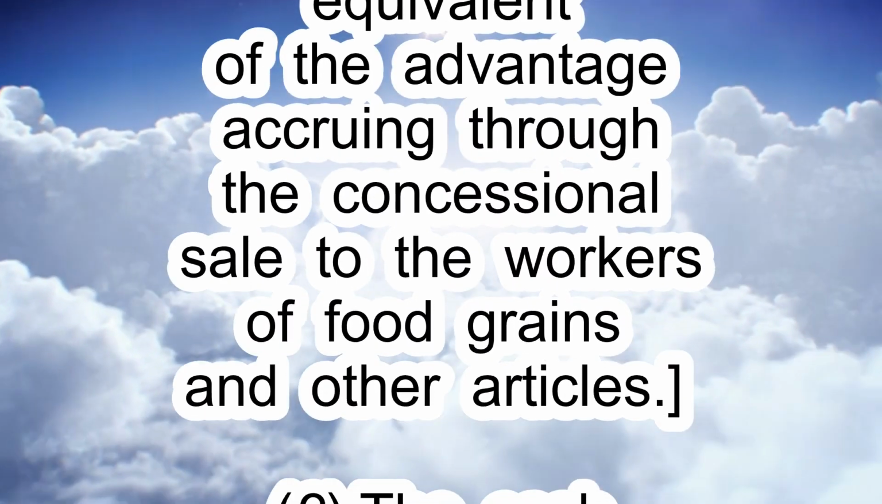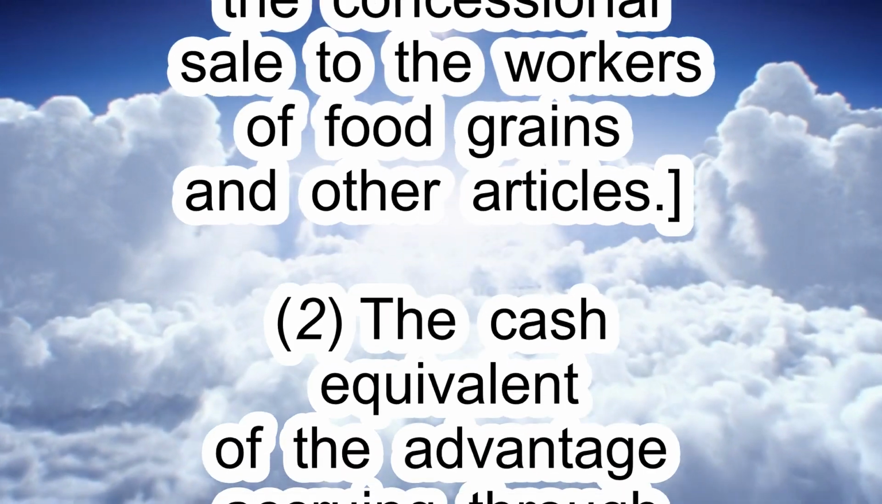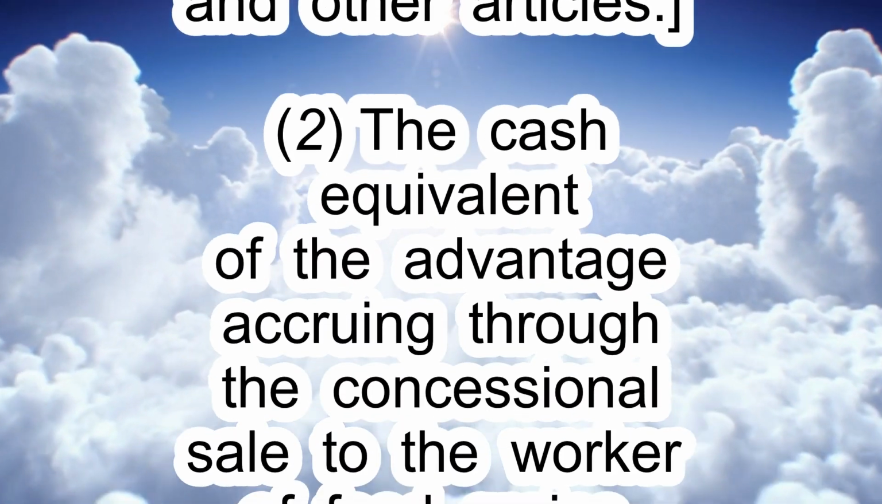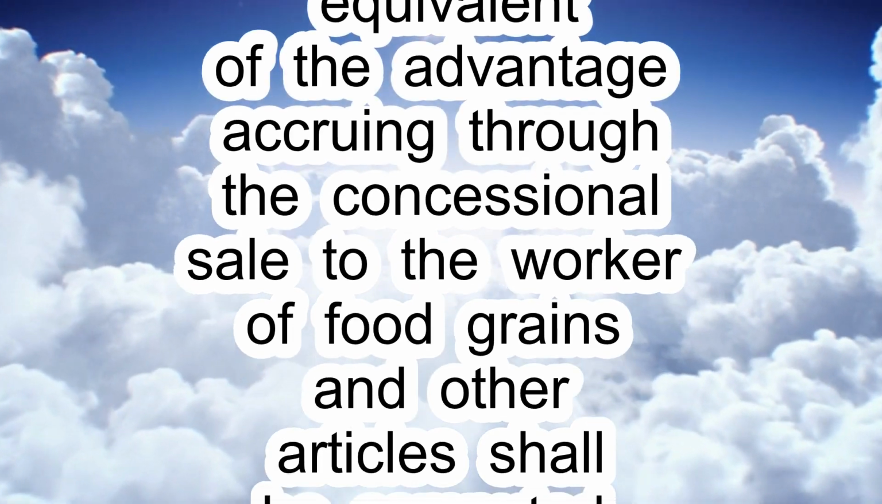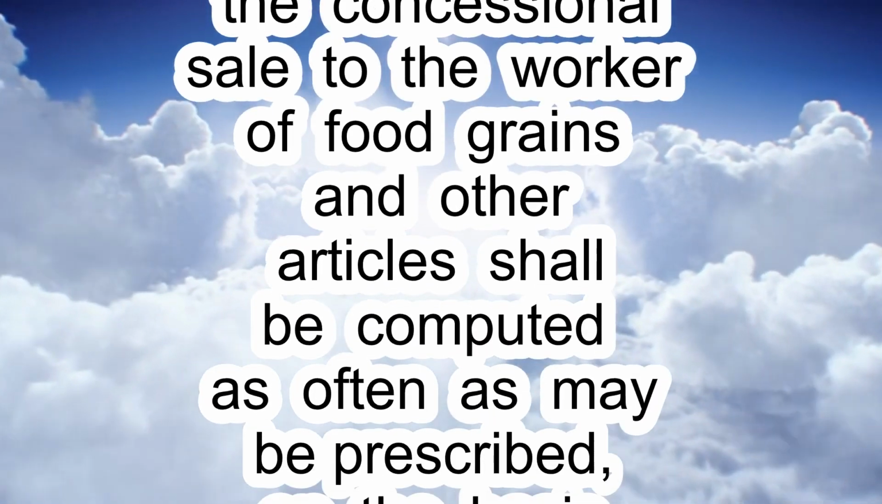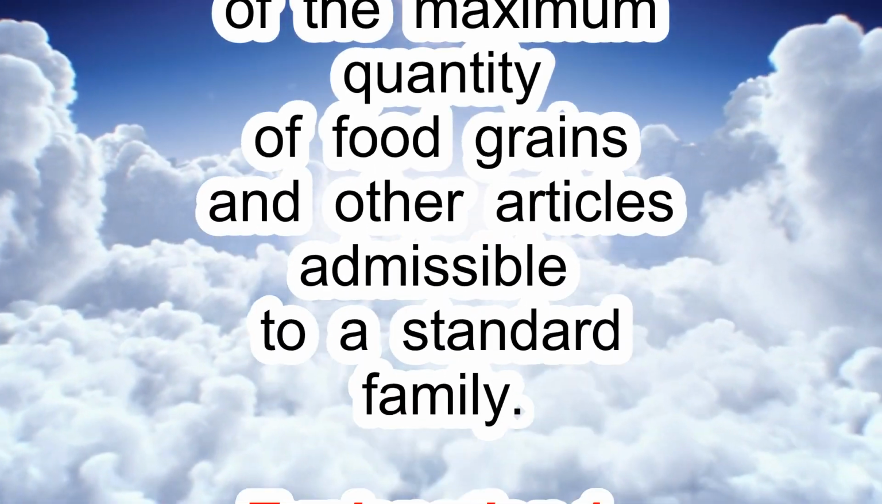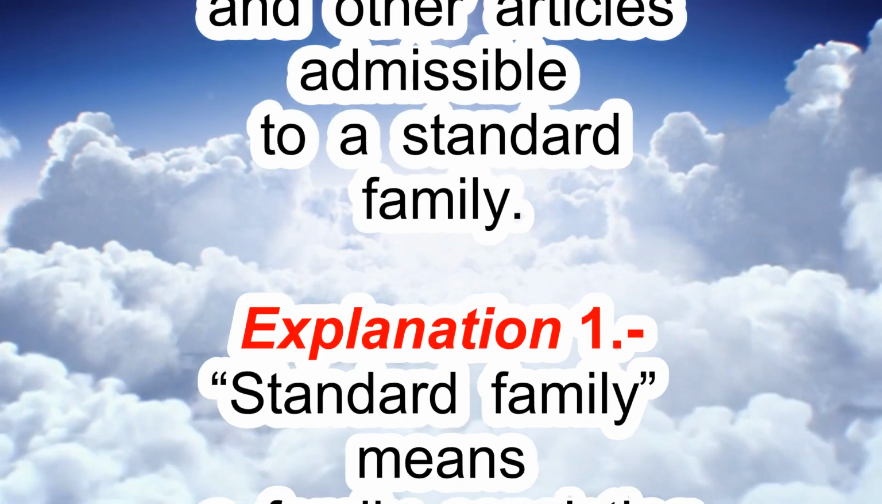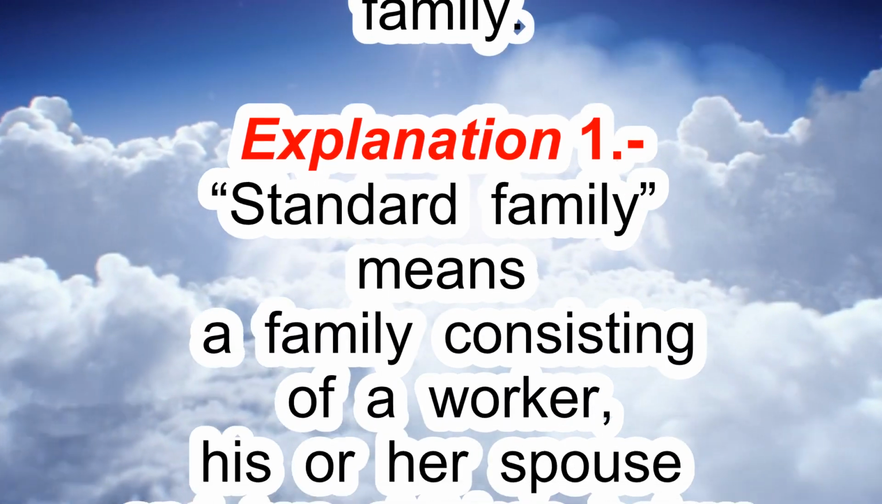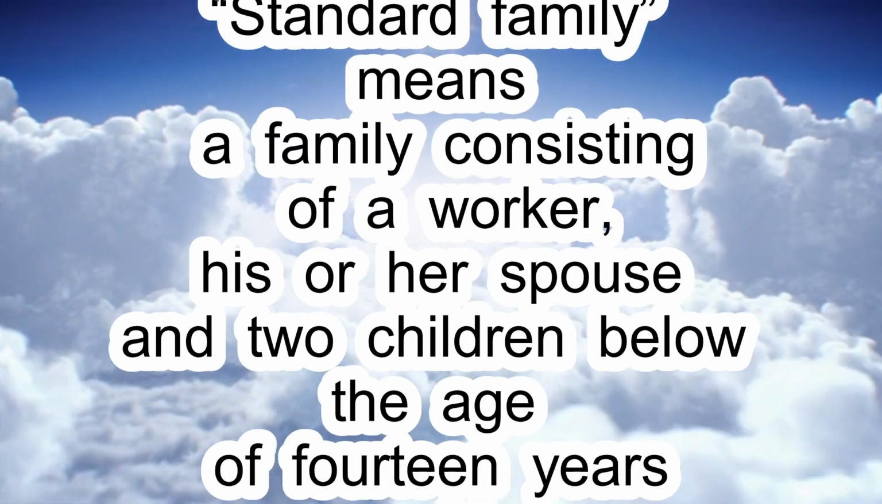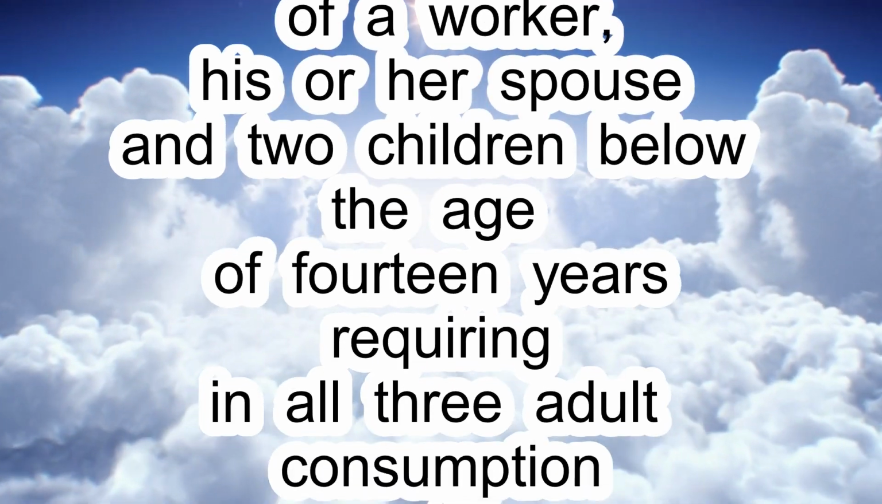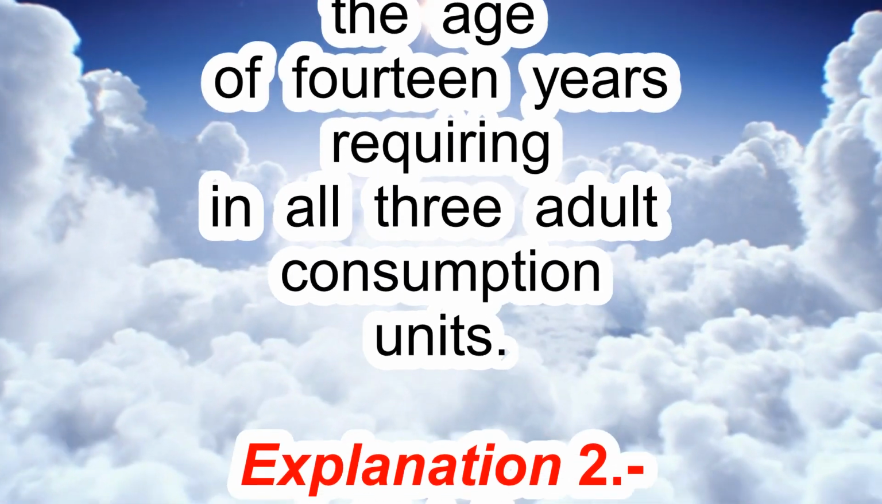2. The cash equivalent of the advantage accruing through the concessional sale to the worker of food, grains and other articles shall be computed as often as may be prescribed, on the basis of the maximum quantity of food, grains and other articles admissible to a standard family. Explanation 1. Standard family means a family consisting of a worker, his or her spouse and 2 children below the age of 14 years requiring in all 3 adult consumption units.